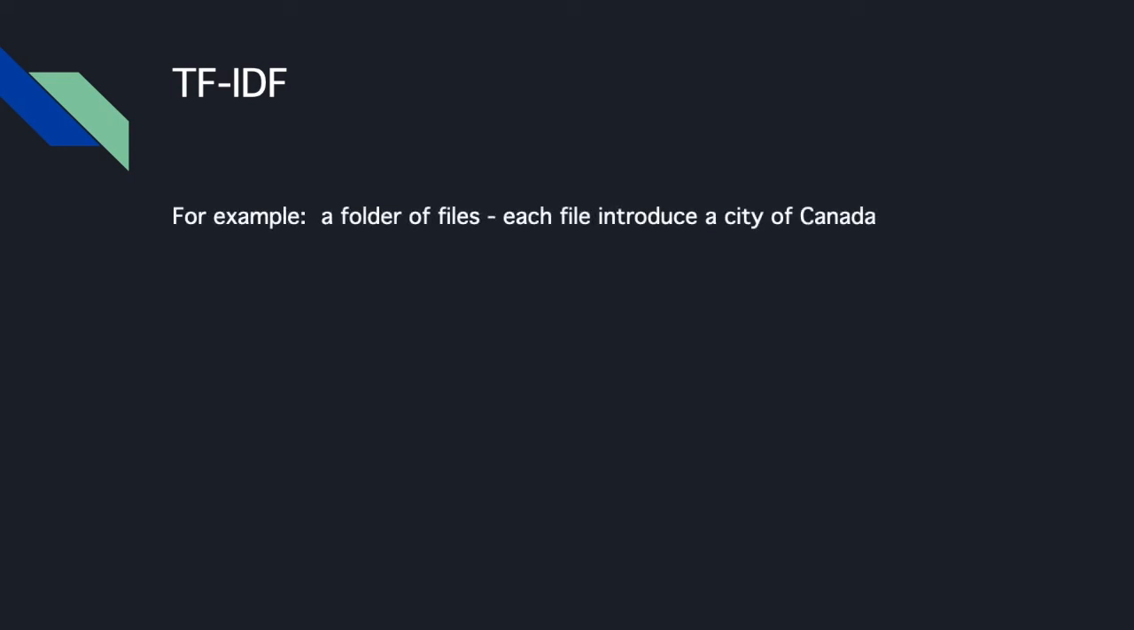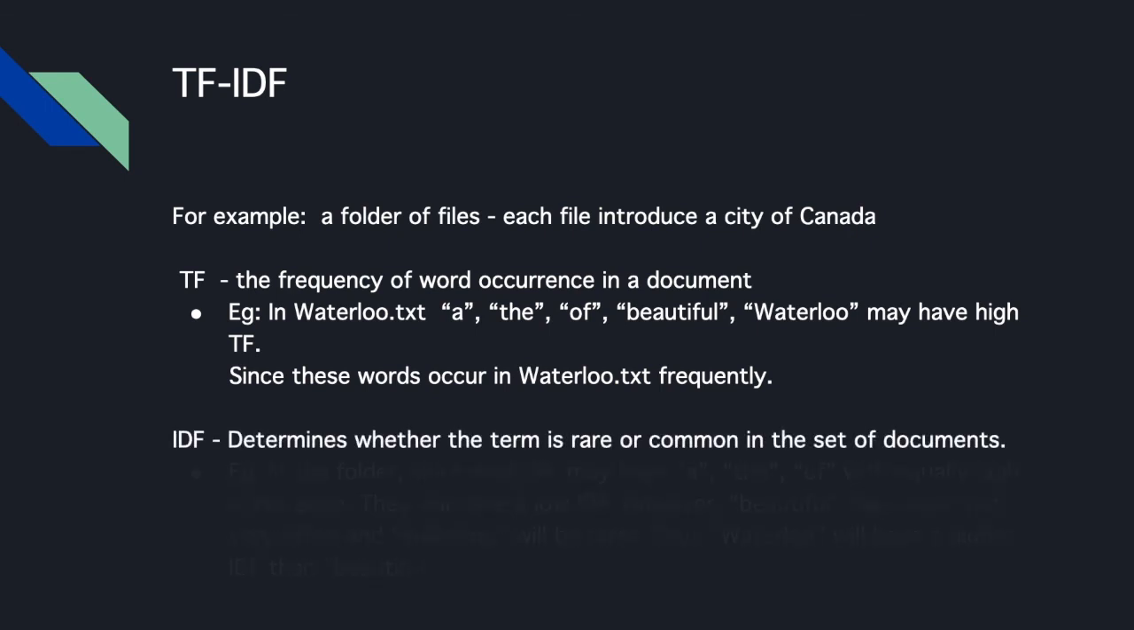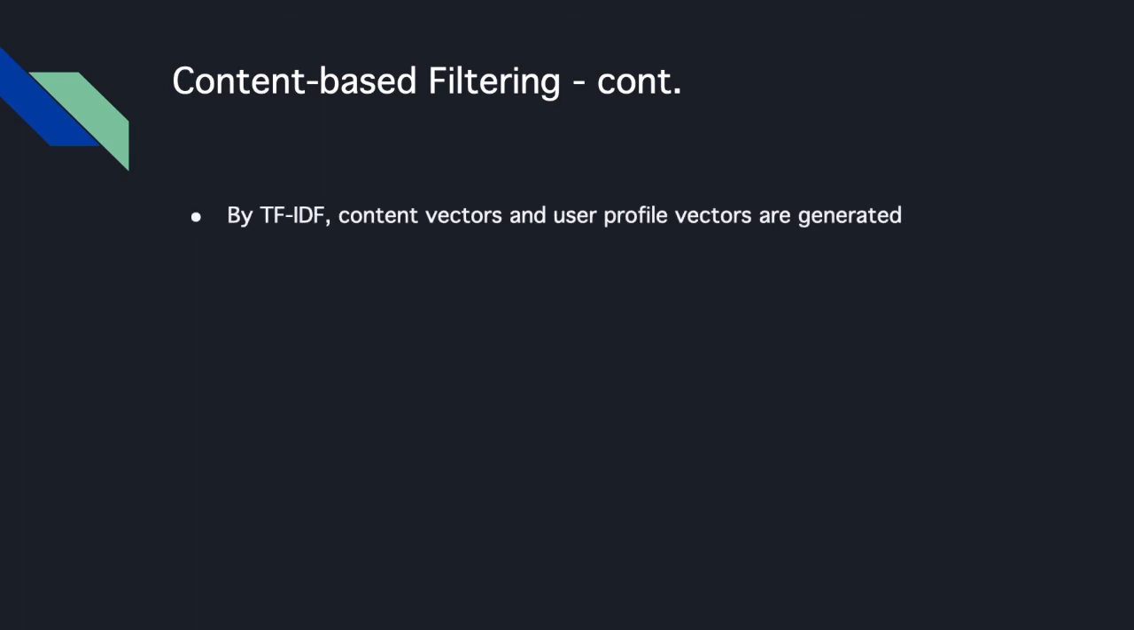For example, we have a folder of files and each file introduces a city of Canada. In Waterloo.txt, "the", "of", "beautiful" and "Waterloo" may have a high TF since they occur frequently in Waterloo.txt, but "the" and "of" may have a low IDF since they may also occur frequently in many other files. However, "beautiful" may occur not very often, and "Waterloo" will be even rarer, so "Waterloo" will have a higher IDF than "beautiful". After applying TF-IDF, we then use the cosine similarity to find items with high value.